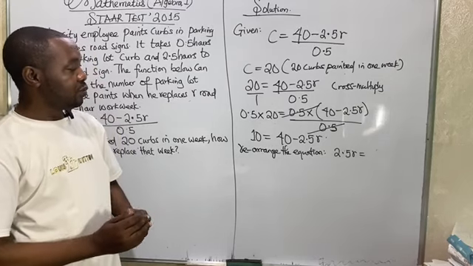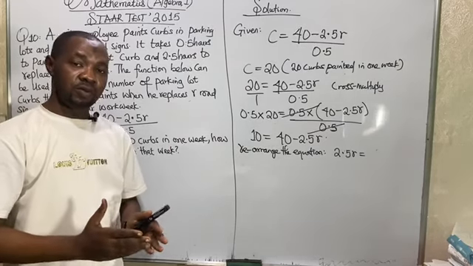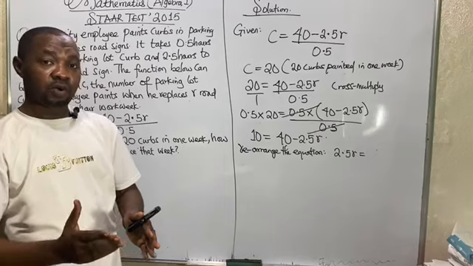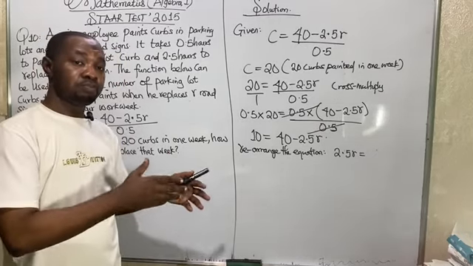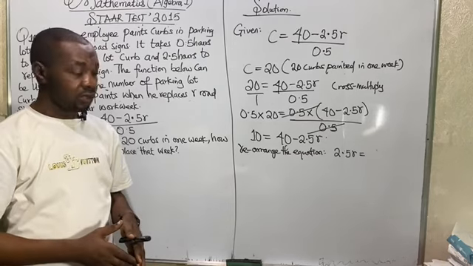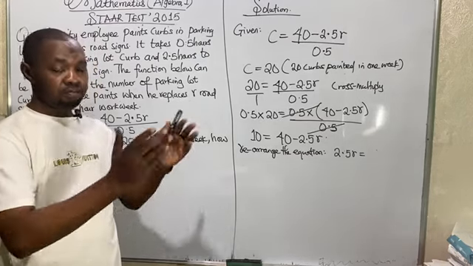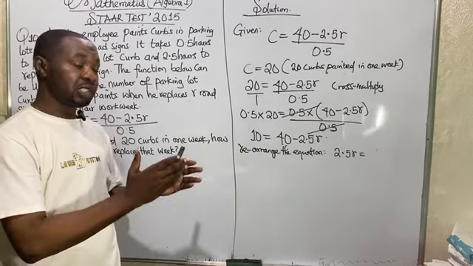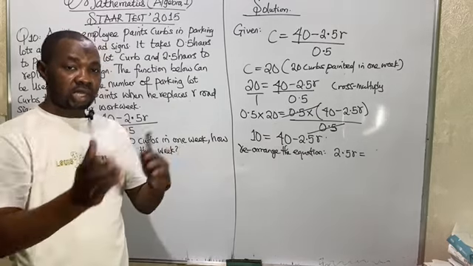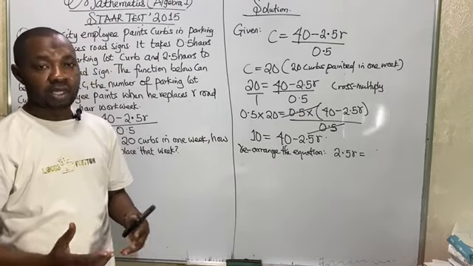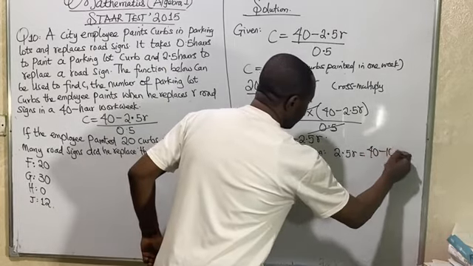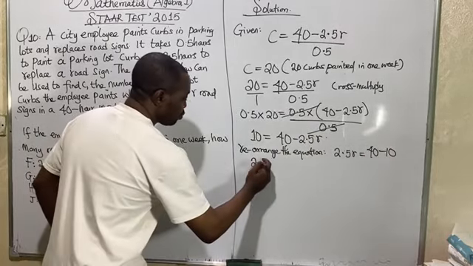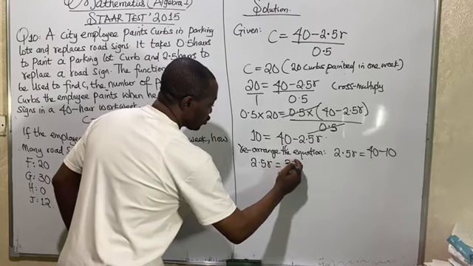When a negative value crosses the equality sign to the other side, it becomes positive. And when we move a positive value from one side of an equation to the other side, it becomes negative. So in this case, we are going to have 40 minus 10, so that 2.5R equals 30.